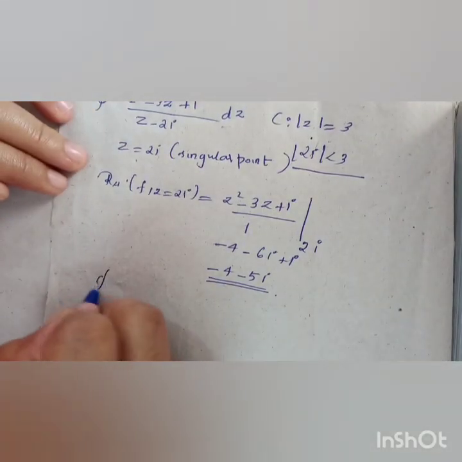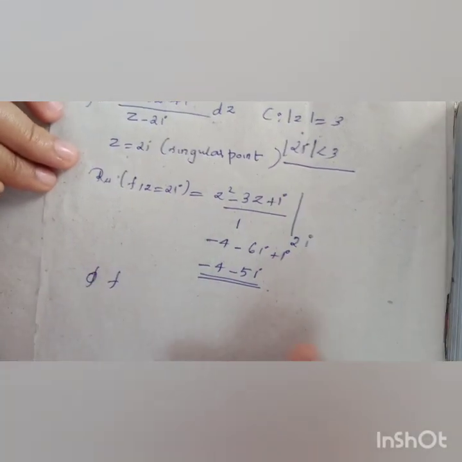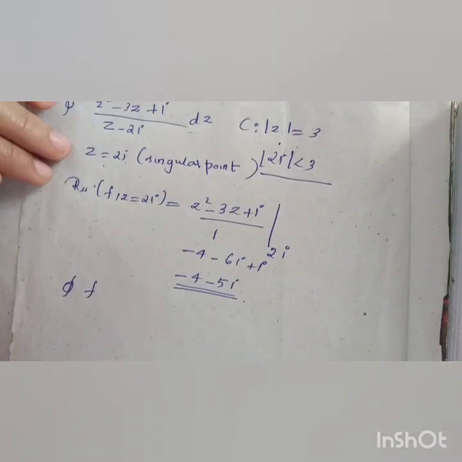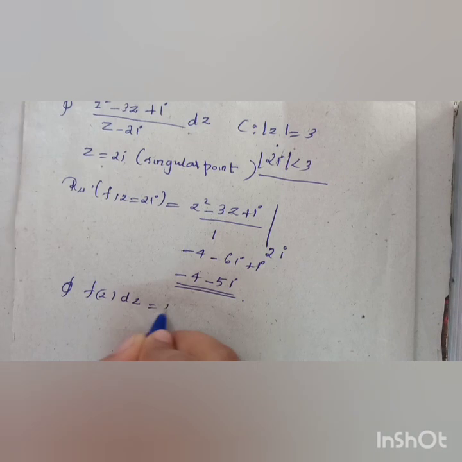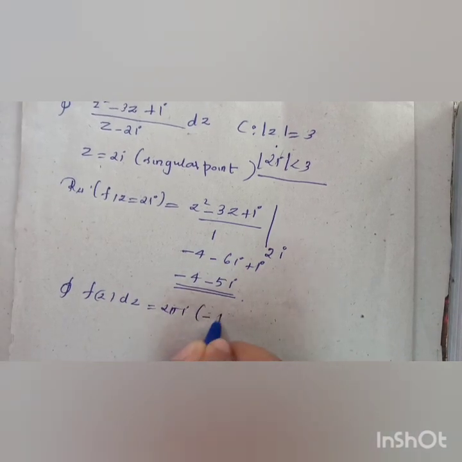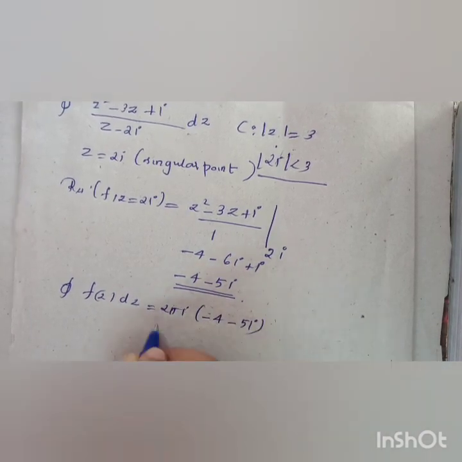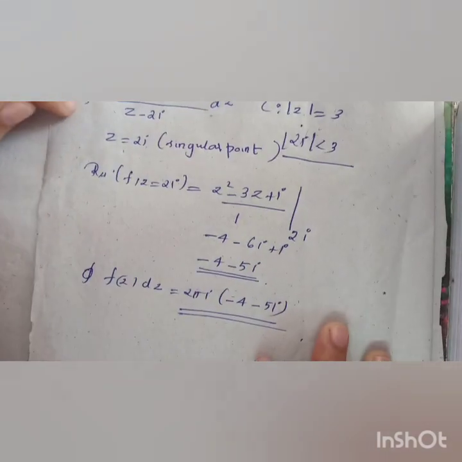So minus 4 minus 5I is the residue. So the contour integration of the function f of z dz is equal to 2 pi I into (minus 4 minus 5I). So this is the answer for this question.